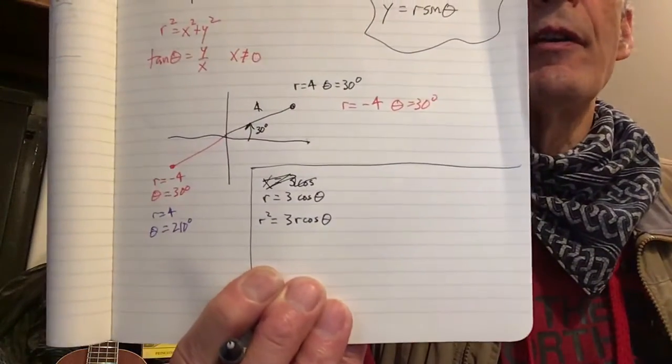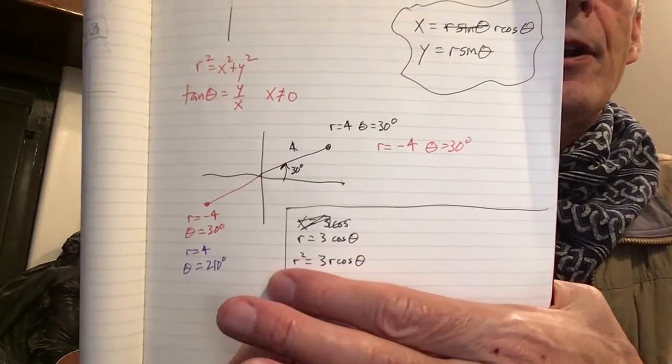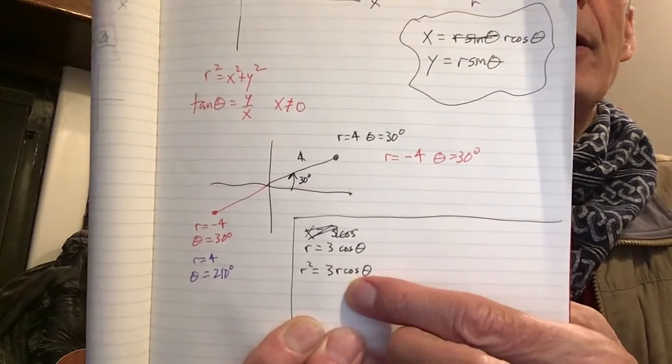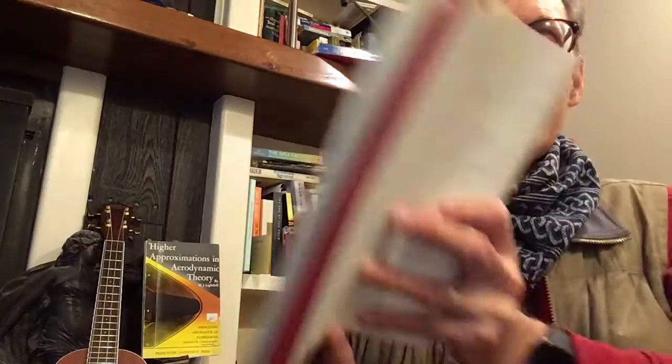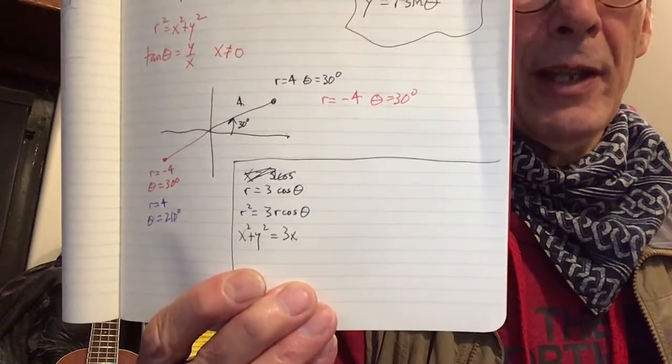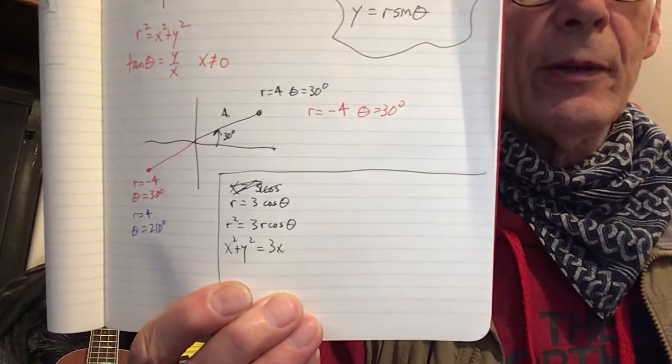And in this case, the way you do that is you introduce a factor of r on both sides, and now everything is Cartesian. r squared is x squared plus y squared. 3r cosine theta is just 3x. So you've got x squared plus y squared is equal to 3x, and a little bit of algebra completing the square tells you that's a circle. Center is at (3/2, 0), and the radius is 3/2. So it goes through the origin.